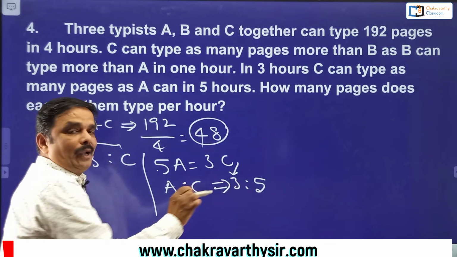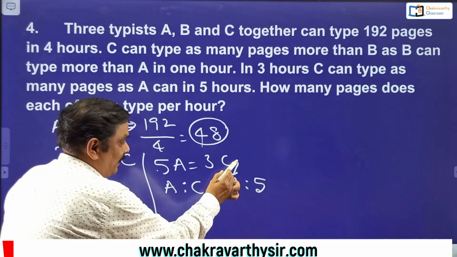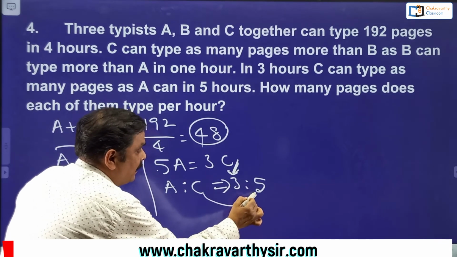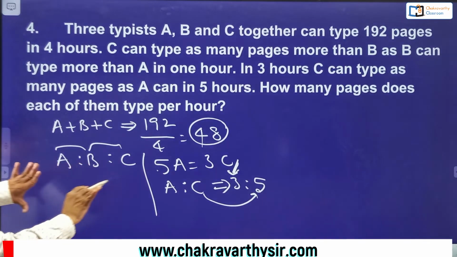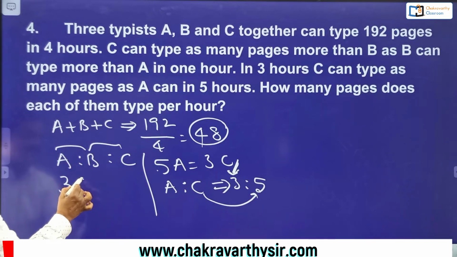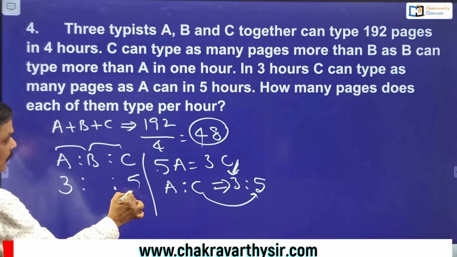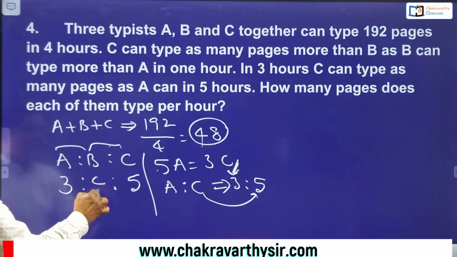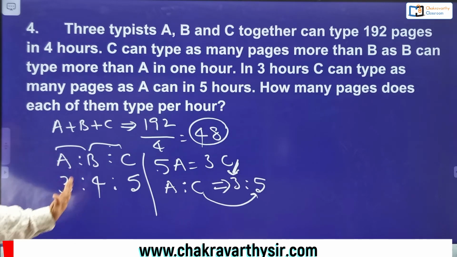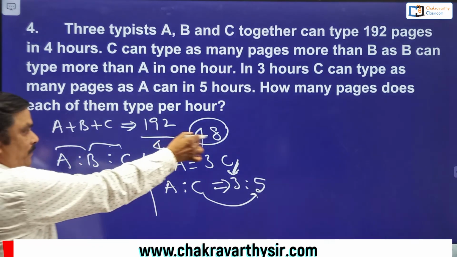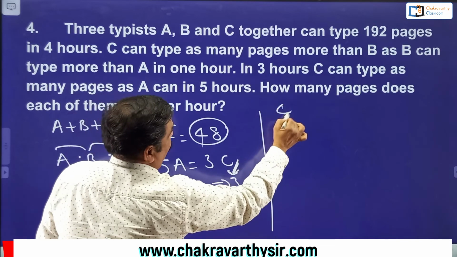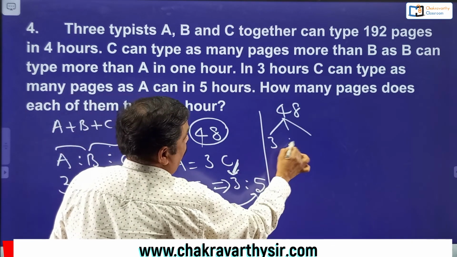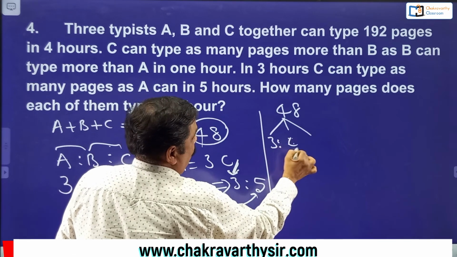For that reason, A's efficiency is only 3 parts, whereas C's is 5 parts. Okay, now substitute the values here. A's is 3 and C's is 5. Alright, now here the difference should be the same. That means B is 4. 3 is to 4 is to 5. Now divide 48 in the ratio of 3 is to 4 is to 5.